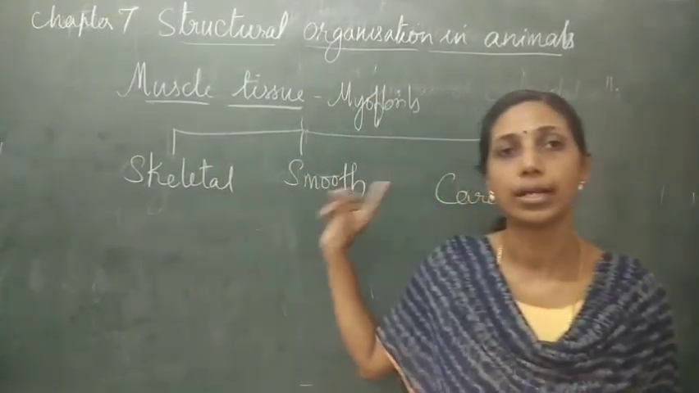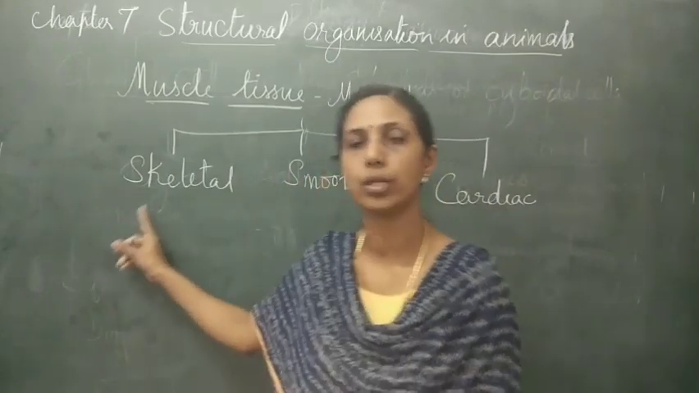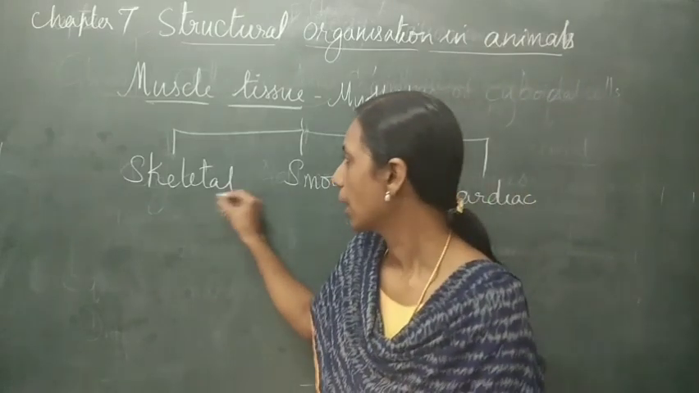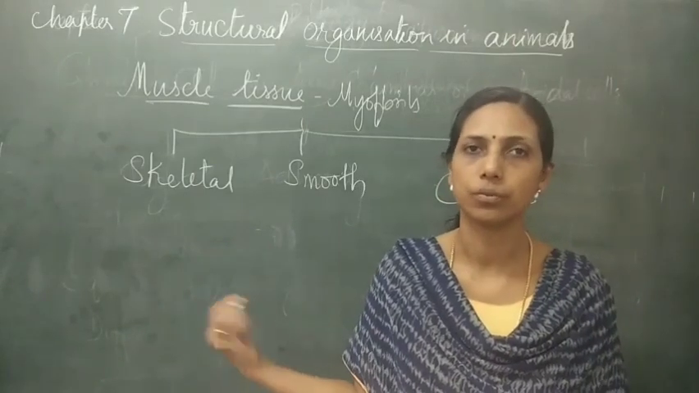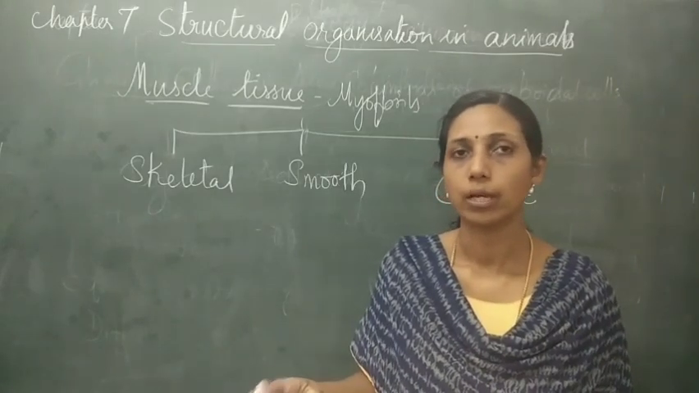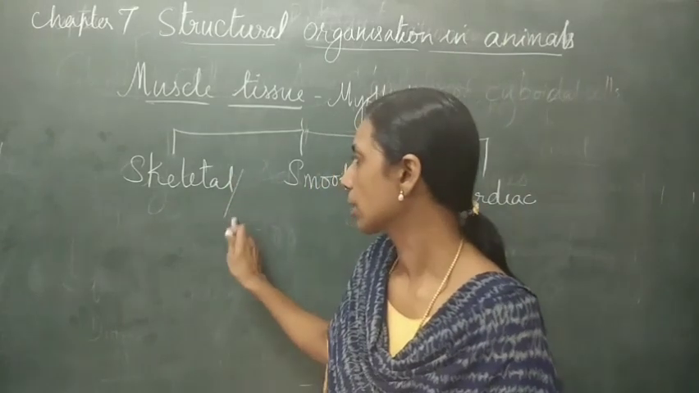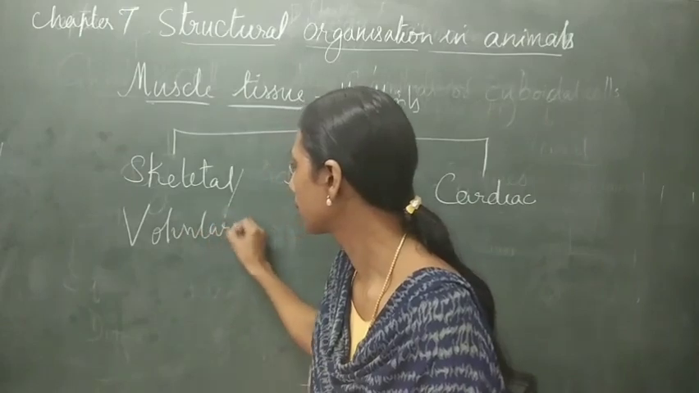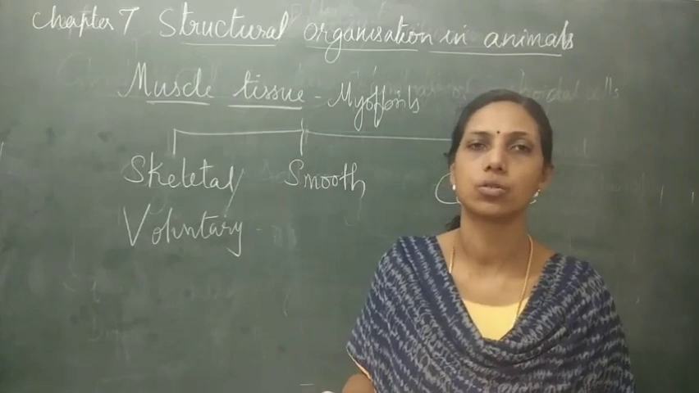Skeletal muscles are attached to the skeleton and they help in the movement of the skeletal bones. Can we move them according to our will? Whenever we want, we can move them. If we want to walk or do things with our hands or legs, we can do it. So they work according to our will. Such muscles are also called voluntary muscles, since they move according to our will.